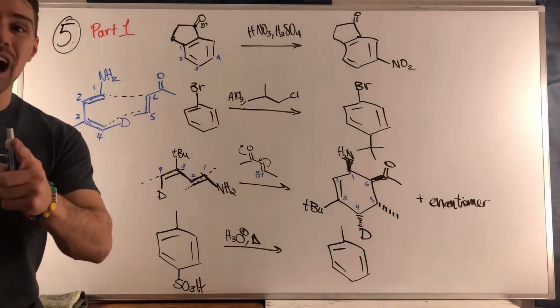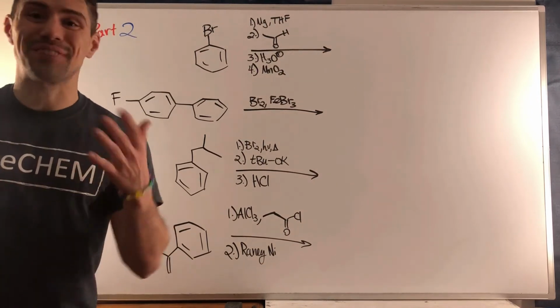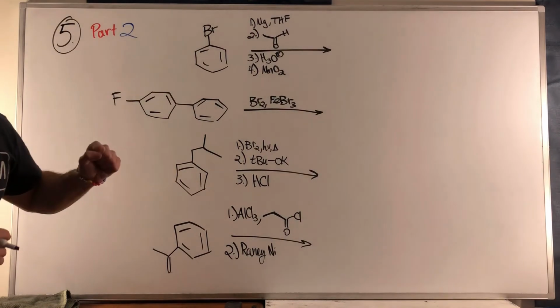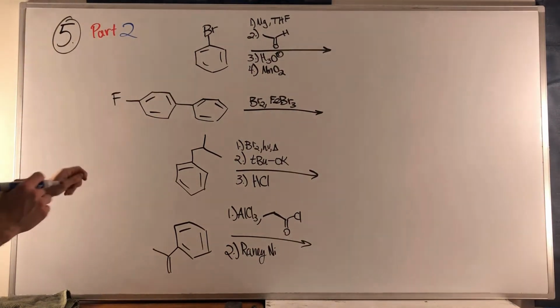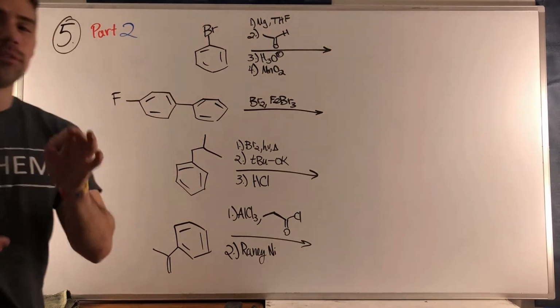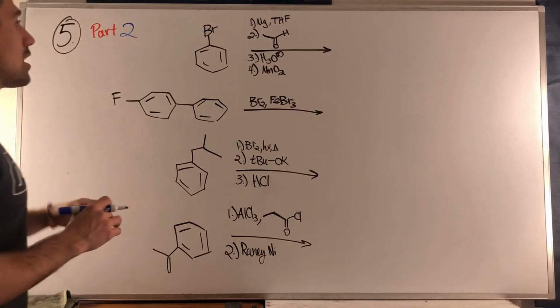Let's finish out 5 with the second 4. Okay, gang, to round out problem 5, we have 4 more complete-the-reaction questions, so let's get after them. In this first problem, we start off with bromobenzene, but then you see a familiar face: magnesium. So what we're going to do in this first step is create a Grignard reagent.